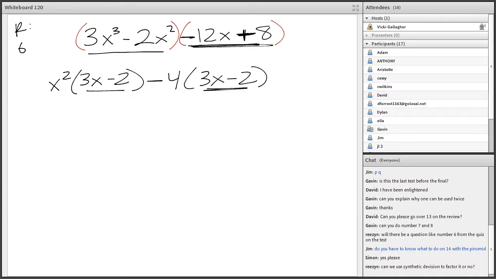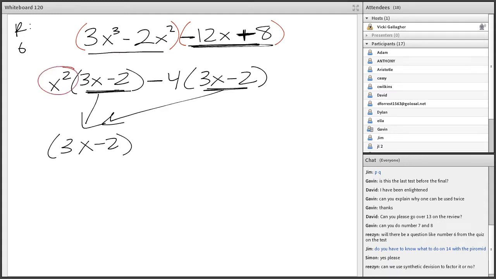It's really important that these two parentheses are the same. Once we get them the same, we're going to put them up front. It's kind of like factoring out a GCF. It's something that they have in common. And then the things that we factored go in their own parentheses, like so.